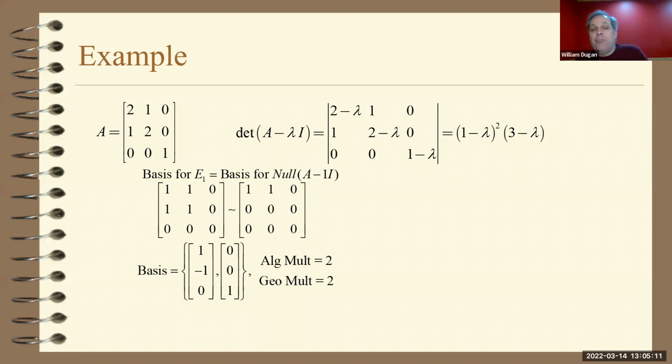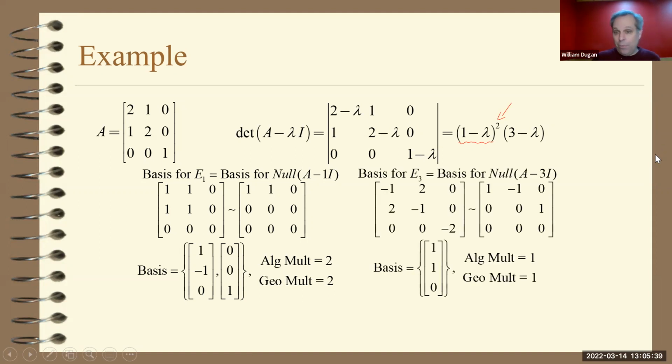So the geometric multiplicity of 1 is 2, because there's 2 vectors in the corresponding basis for the eigenspace. And the algebraic multiplicity is also 2, because for the eigenvalue of 1, you have this corresponding factor, and notice the power on it is 2. So here, the algebraic multiplicity and the geometric multiplicity are actually equal to each other. Let's go ahead and look at the next guy. So then looking at the next one for 3.